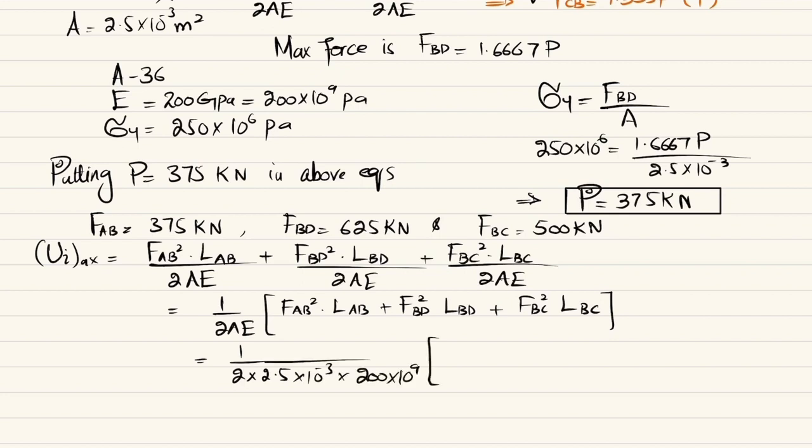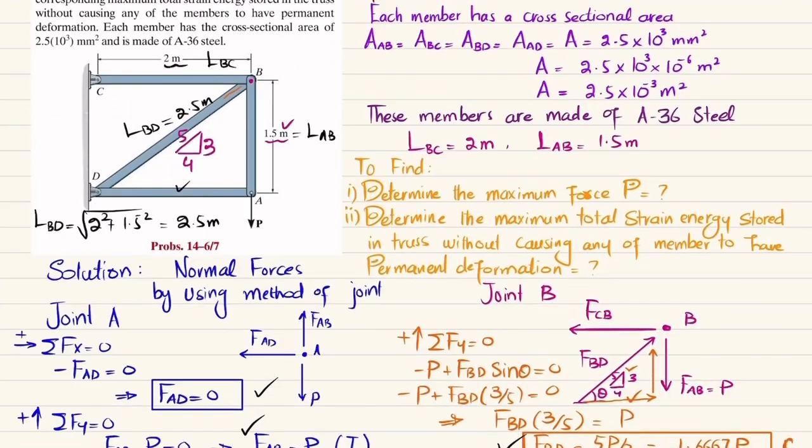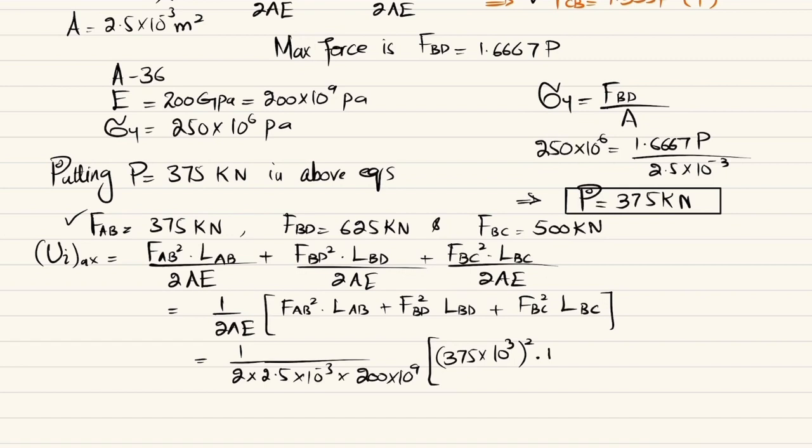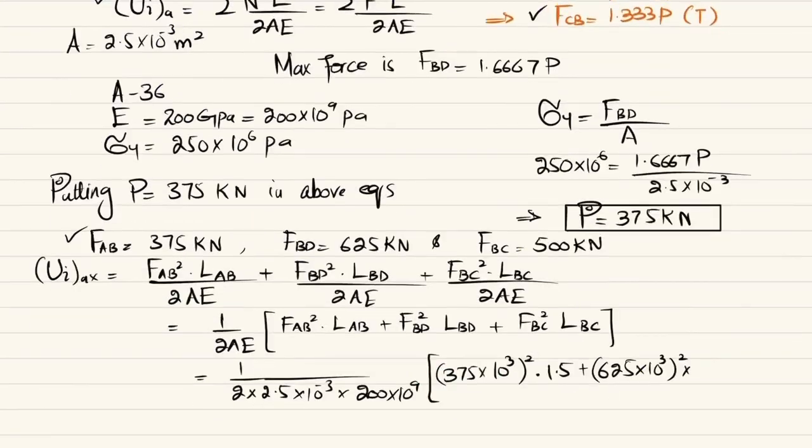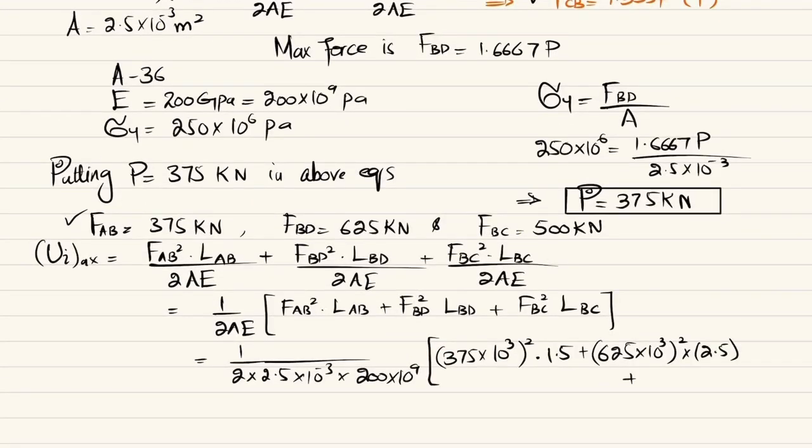So 200 into 10 to the power 9. FAB is 375, so 375 into 10 to the power 3 square into length of AB. Length of AB is 1.5, length of BC is 2. So 1.5 plus FBD, which is 625, so 625 into 10 to the power 3 whole square into BD length. BD length is 2.5 meter, so I will write 2.5 plus FBC, so 500 into 10 to the power 3 square, and length of BC is 2. So again, this will give you strain energy due to axial loading.